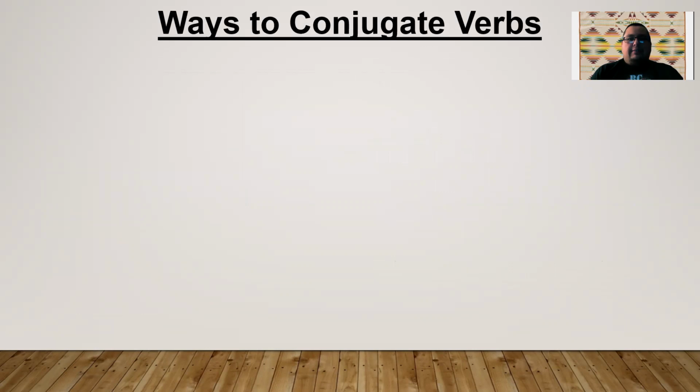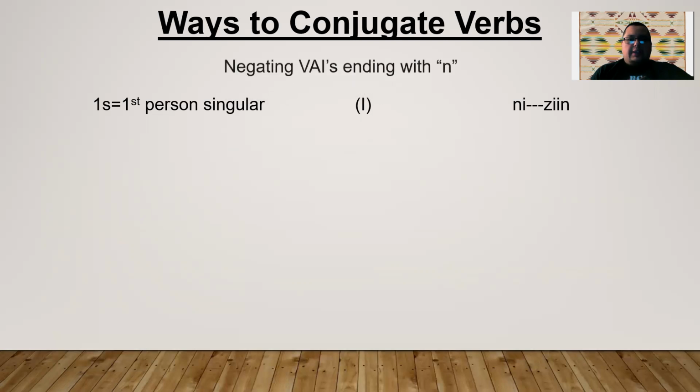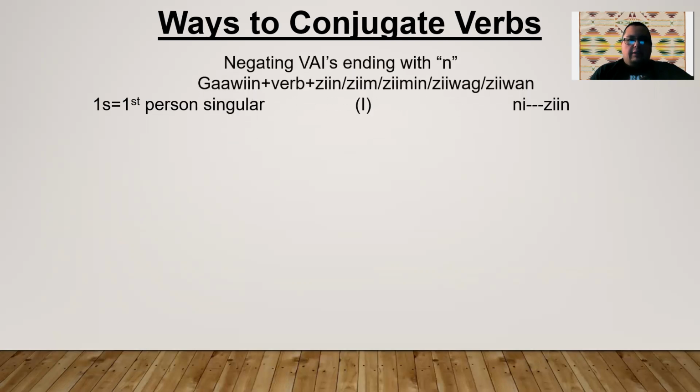So let's get right into it. Ways to conjugate verbs. First person singular. With verbs ending in the letter N, you're going to have nin, your verb plus zin. Okay, in first person. Gawin plus your verb plus zin, zim, zimin, ziwag, or zi. And we're going to see that right now.